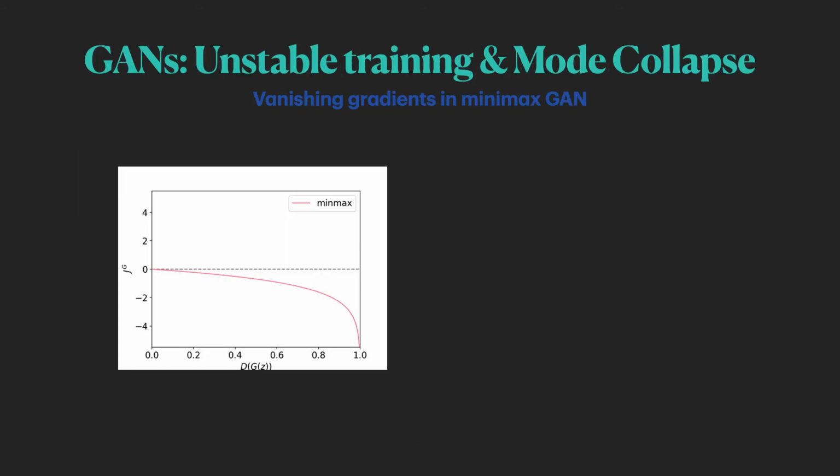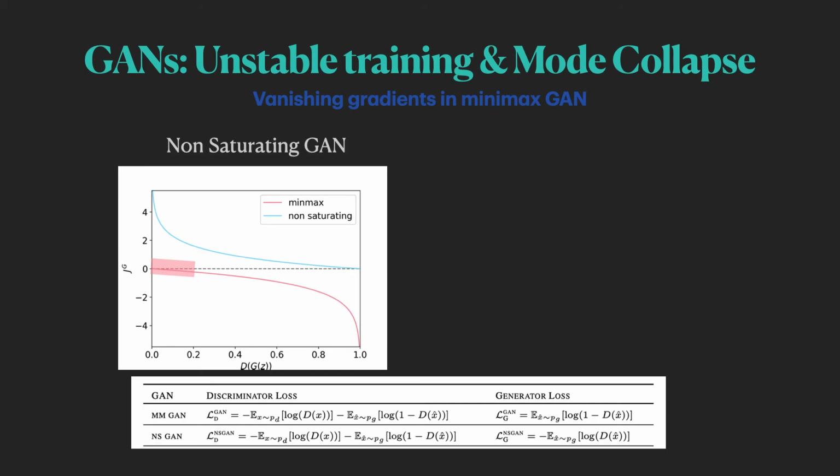The problem with the original Minimax GAN is that when the discriminator is correct and classifies fake images as fake, gradients to the generator are small, and it's hard for it to improve. The solution suggested in the original paper was using non-saturating GAN to solve this by replacing the generator loss from being log 1 minus D to minus log D. And you can see that the gradients are indeed larger in this case, but they actually diverge.